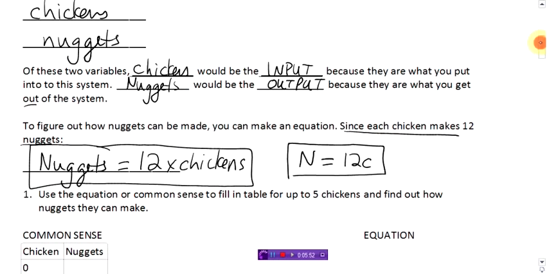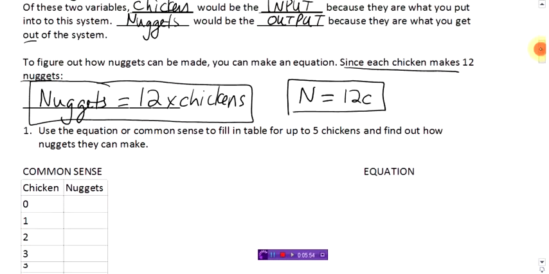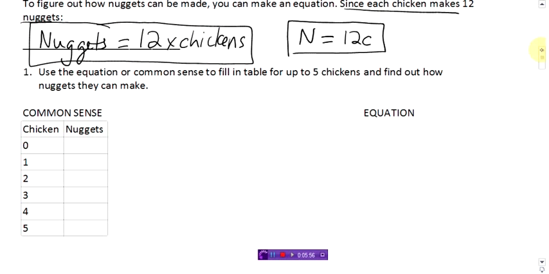Okay, so here's a typical question you might get. You can use the equation or just simple common sense and fill in this table for up to 5 chickens and find out how many nuggets they can make. Here's what we call a table of values. In the table of values, the input is on the left side and the output is on the right side. So here we have up to 5 chickens. How many nuggets will we make?